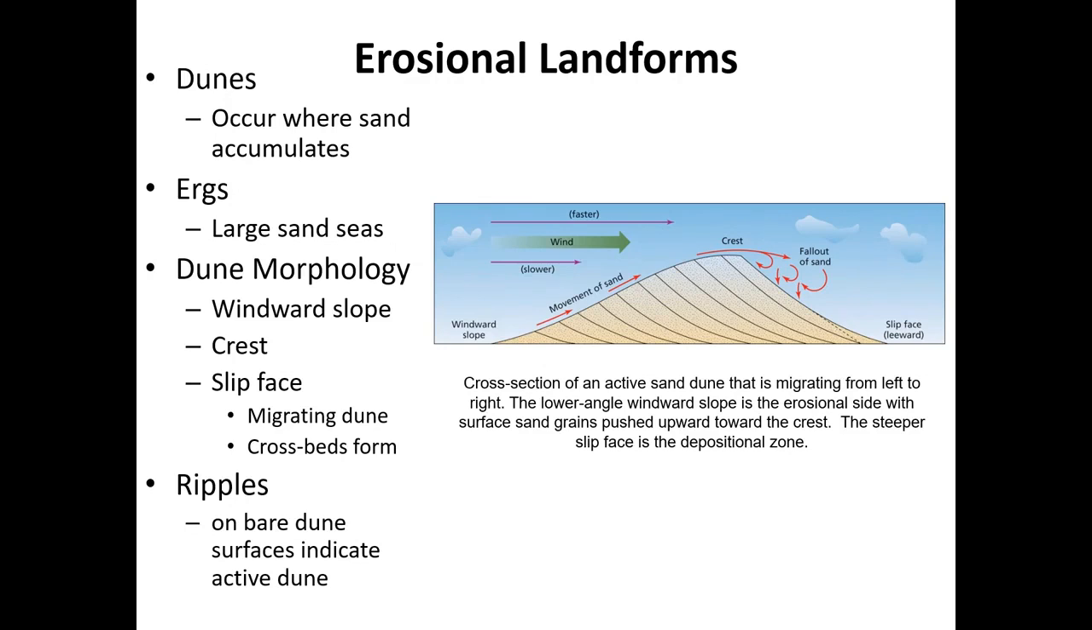An erg is a really large area of sand, like a large sand sea. If you've ever seen any Star Wars movie, they have lots of them set on Tatooine. That might be an example of an erg. They have this massive, what looks like almost an ocean of sand that's often featured in them. And then the morphology of dunes includes windward slope, a crest, and a slip face on the leeward side of the dune. And then small ripples can form on the tops of them as well.